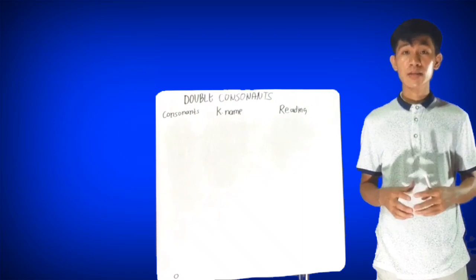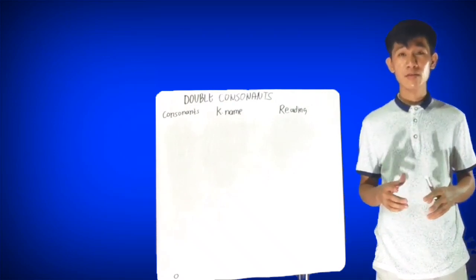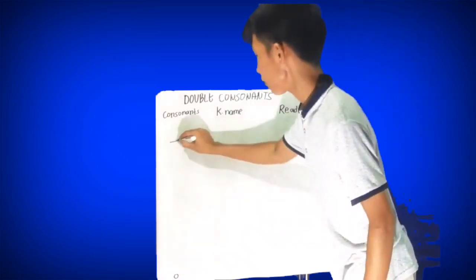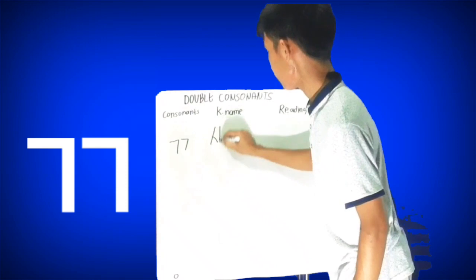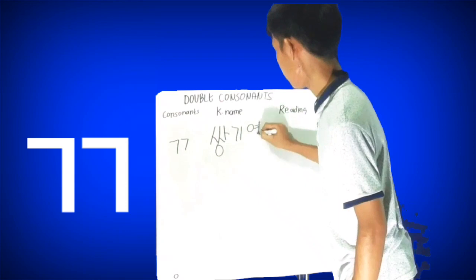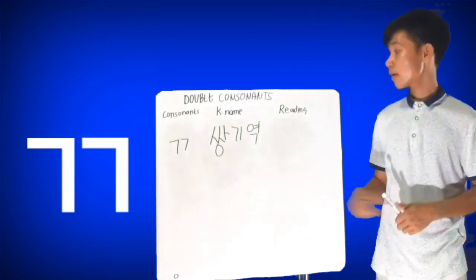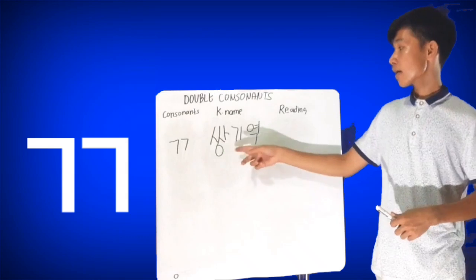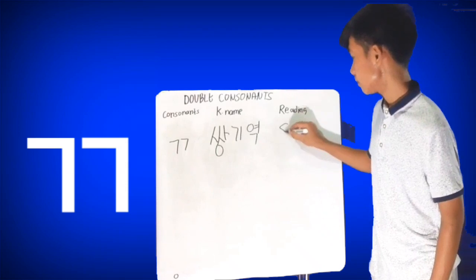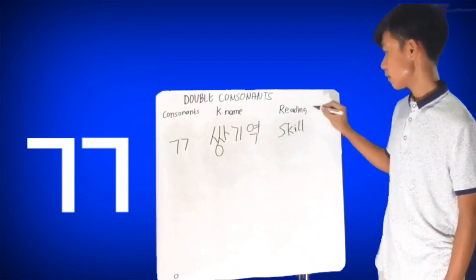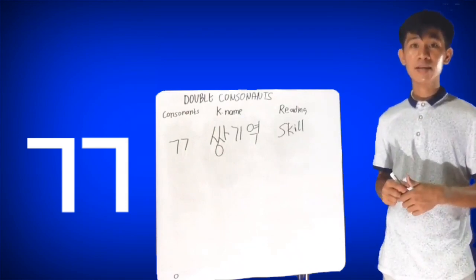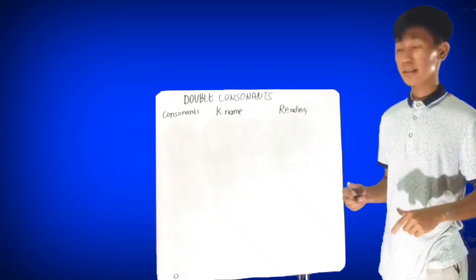When pronouncing double consonants, we just put a little bit of stress or pressure when we pronounce it. The double consonants are ssanggiyeok. Ssang means double. Ssanggiyeok, double G, like skill. We just put a little bit of pressure when we pronounce it. Ski. Next is ssangdigeut.